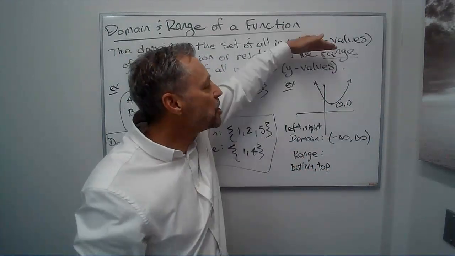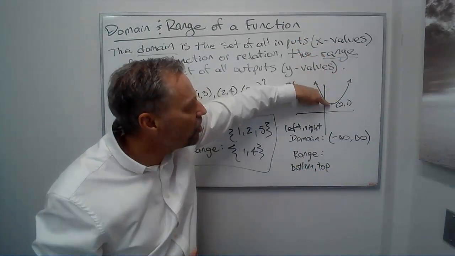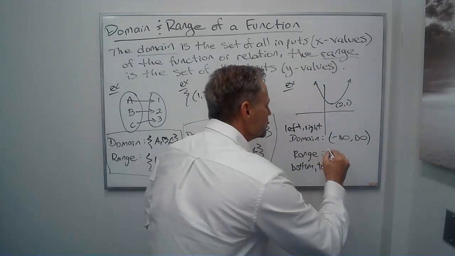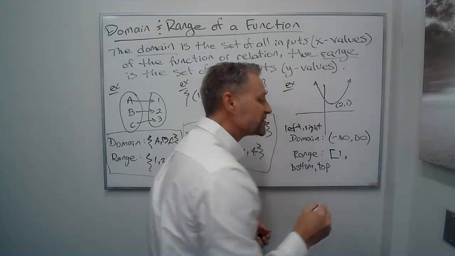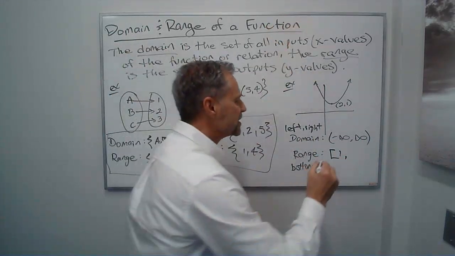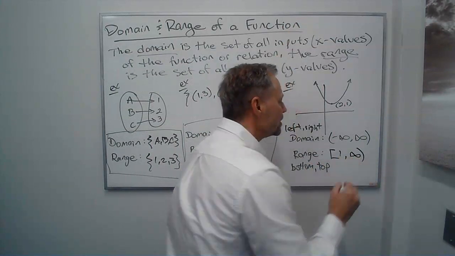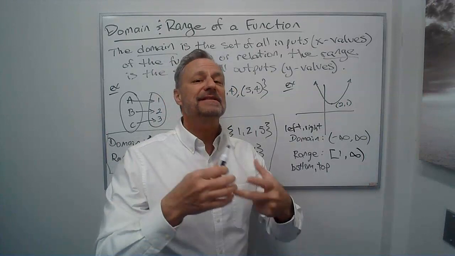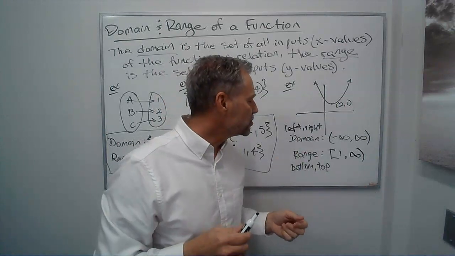Now, how low does this graph go? Oh, it goes all the way down to a y value of 1. It includes the 1, so we use a bracket. So the range goes from 1, that's the lowest it goes, but it goes up forever. So it goes up towards positive infinity. Remember, never use a bracket at the infinities. That's always a parenthesis because it's not a value that it stops at and includes.